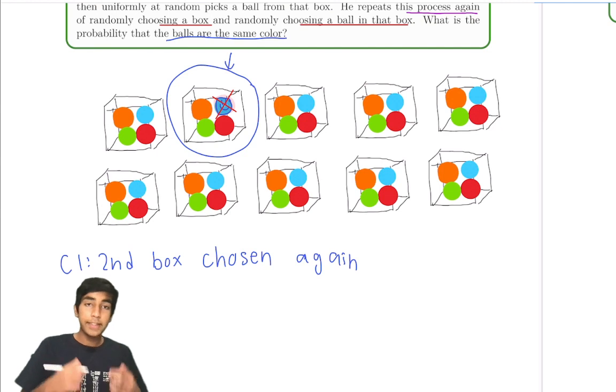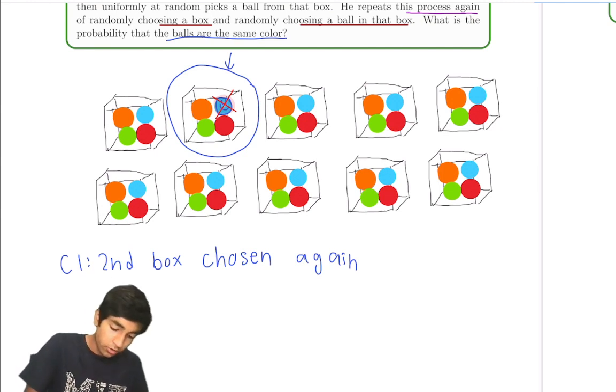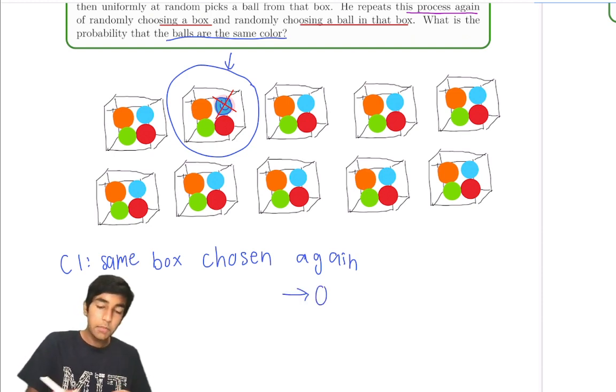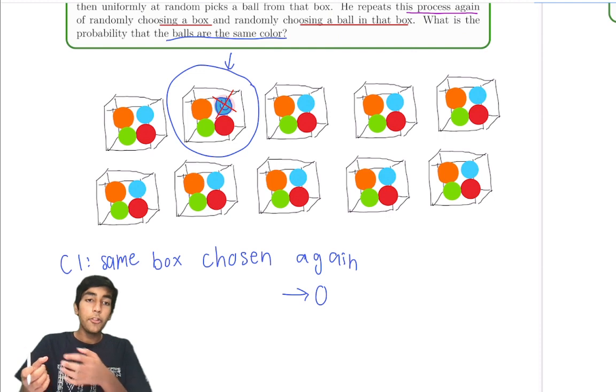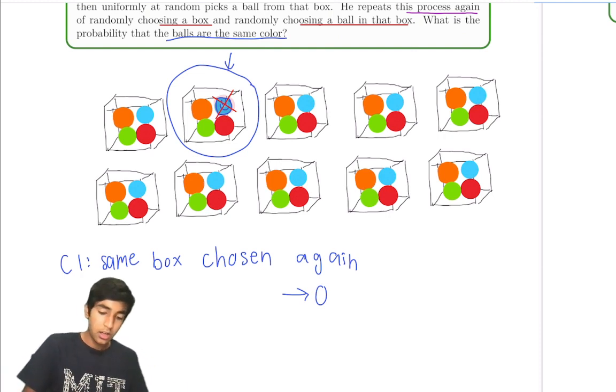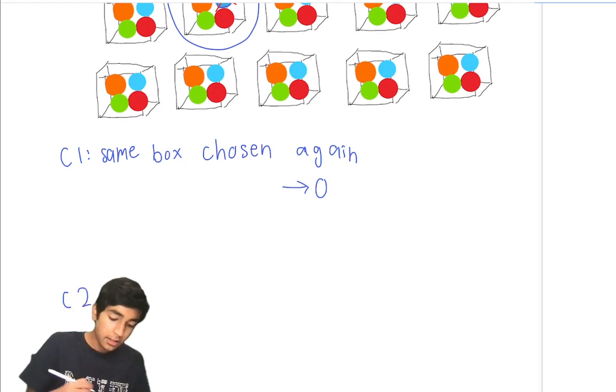So case 1, second box chosen again, or same box chosen again, I should say. The probability in this case is 0. Why? Because the blue ball is already gone, so now there's no way of picking another blue ball out of the same box. Okay, case 2, this time, a different box is chosen.